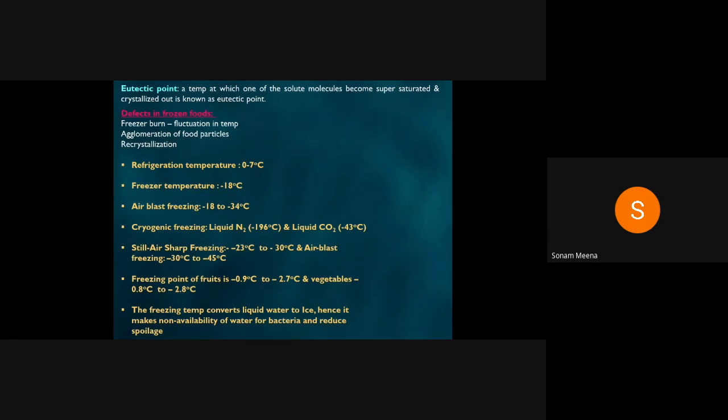In freezing, there are two types: quick freezing and slow freezing. Quick freezing temperature 0 to minus 4 degrees Celsius for 30 minutes. Slow freezing minus 15 degrees Celsius to minus 29 degrees Celsius. That is also important.